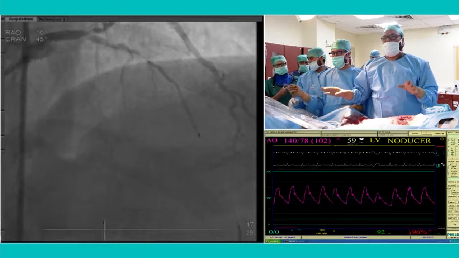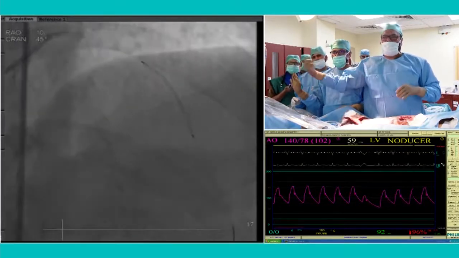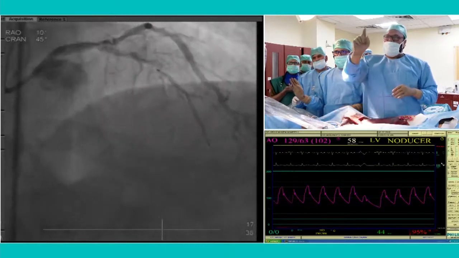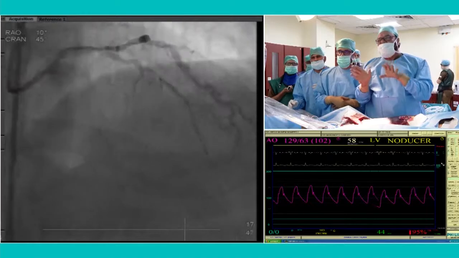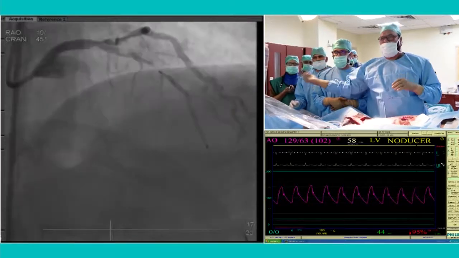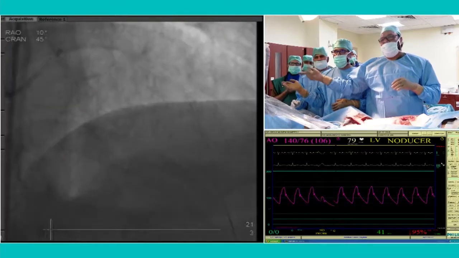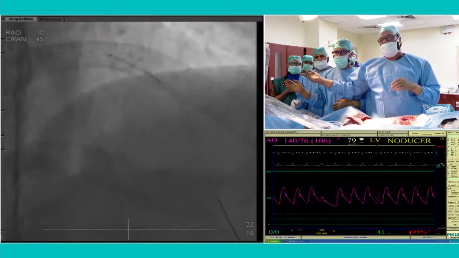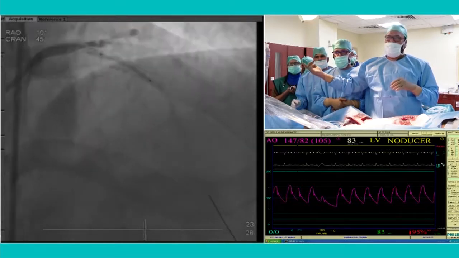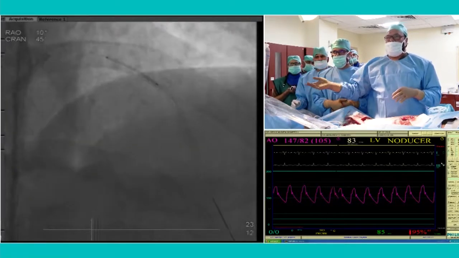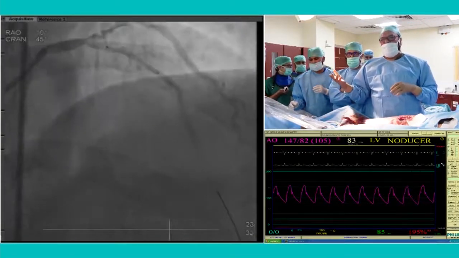Now what is the size of the stent you have taken in the proximal? 2.5. That's a 2.5 by 38 in the distal, and after we deployed it there, 2.5 by 30. What is the length of the other stent you took? 38 millimeters. Which make of the stent? Zions Expedition. Okay.